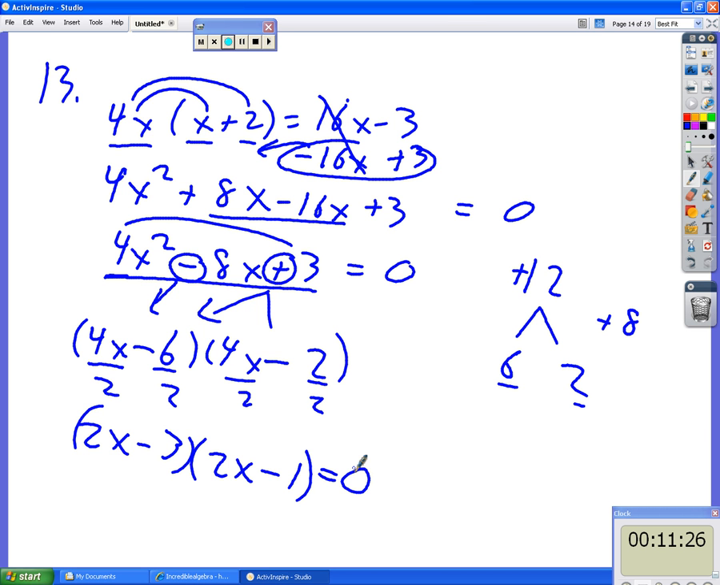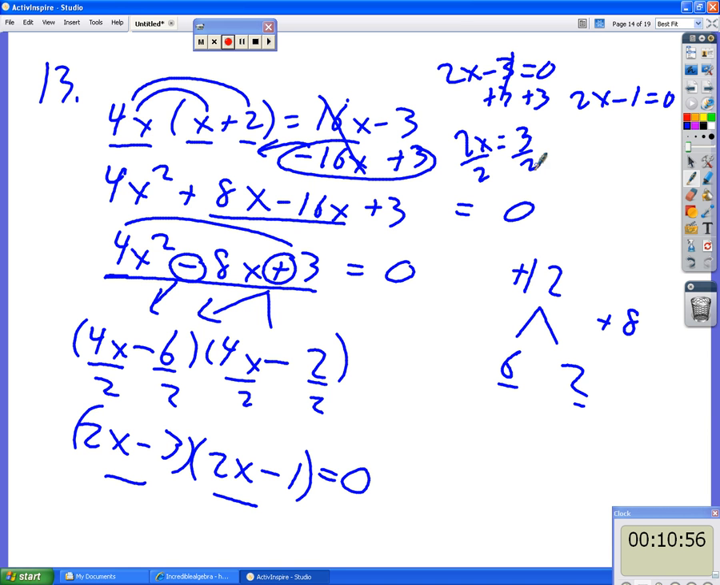Go up here to the top. What are we going to do with these? If these two multiply together, this one times this one is 0. One of them has to be 0. So we say, well, let 2x minus 3 be 0, the first one. And the second one, 2x minus 1 could be 0. Solve for x. Here I'm going to add 3 to both sides. The 3's cancel. I get 2x equals 3. Divide by 2, the 2's cancel, and x equals 3 over 2.